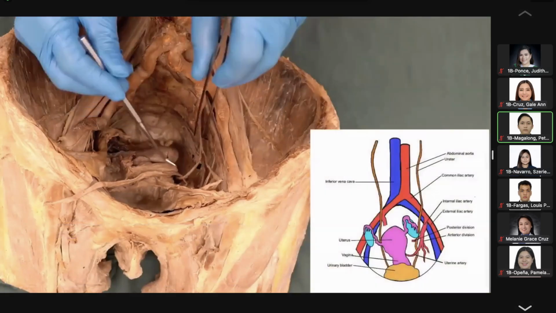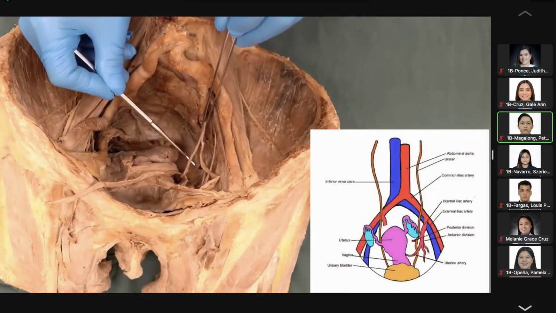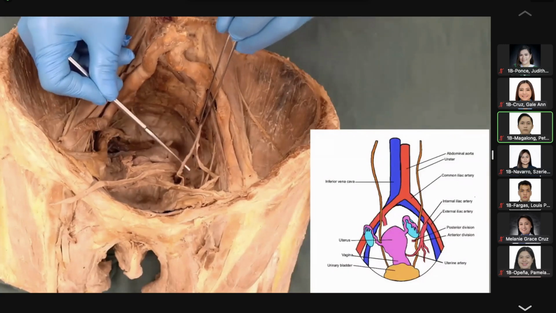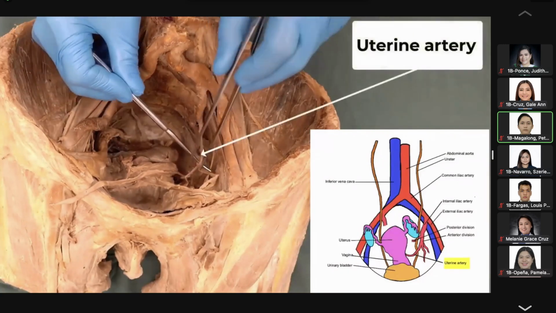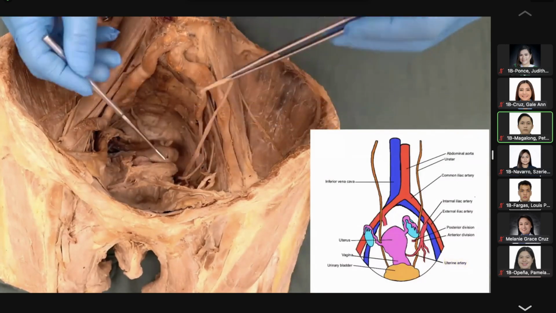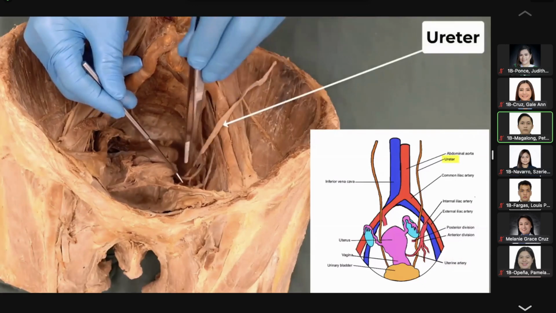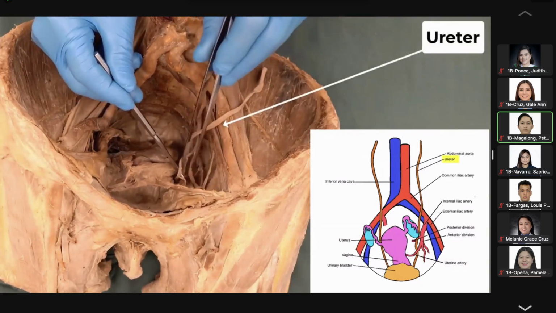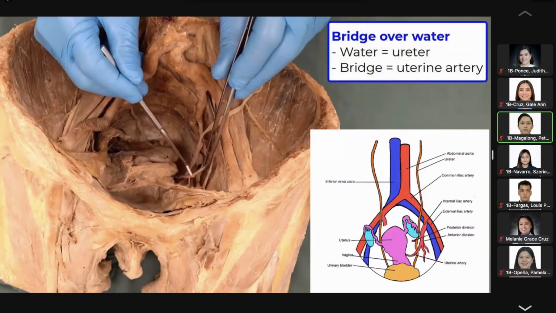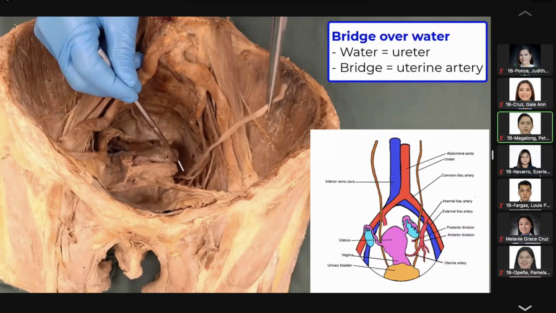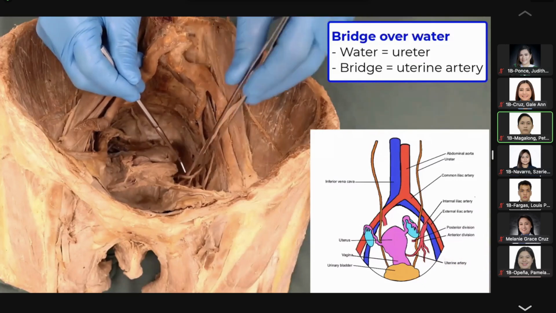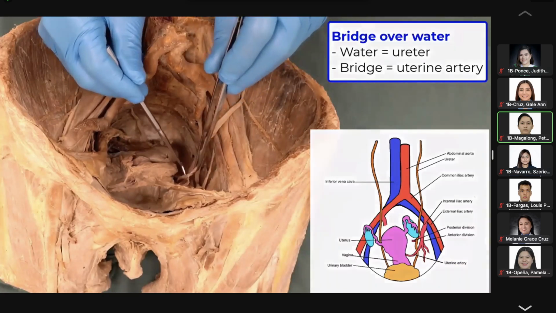Now back here from the anterior trunk, we have this thick branch here, which is called the uterine artery. And as you can see, the uterine artery passes over the ureter. So this is the ureter, and that is the uterine artery. We call that a bridge over water. The water is the ureter and the bridge is the uterine artery.